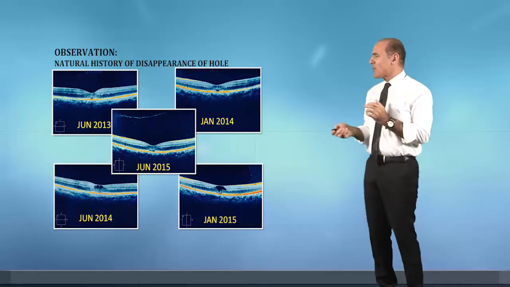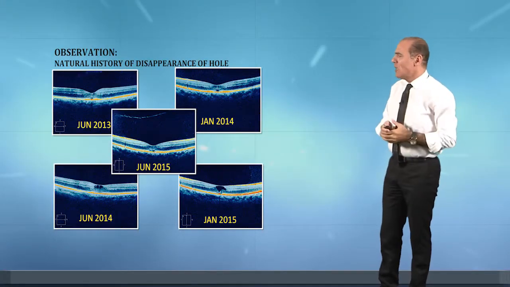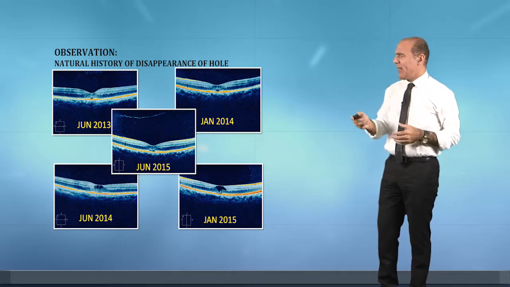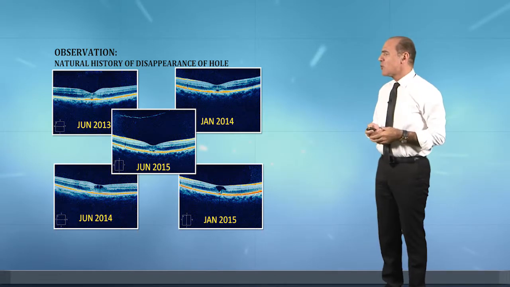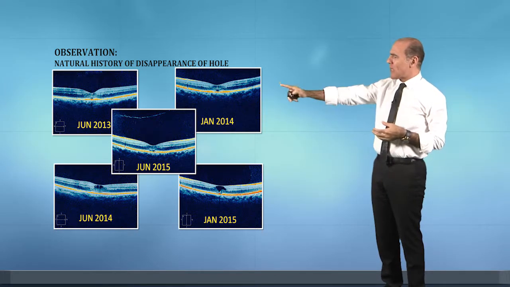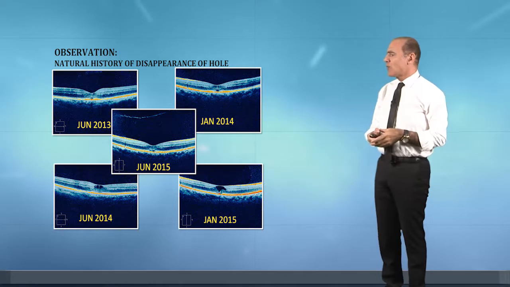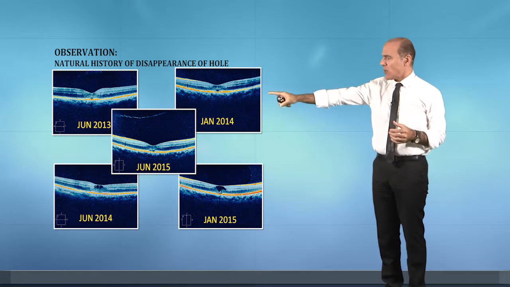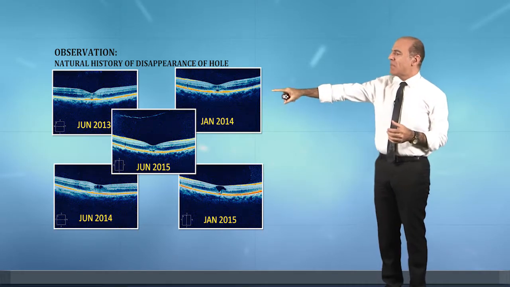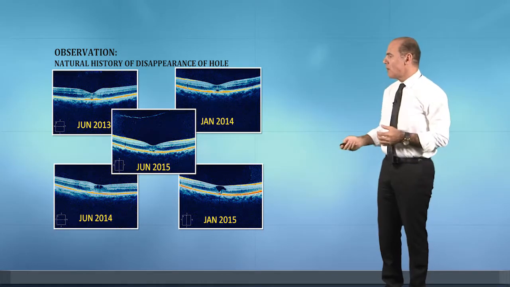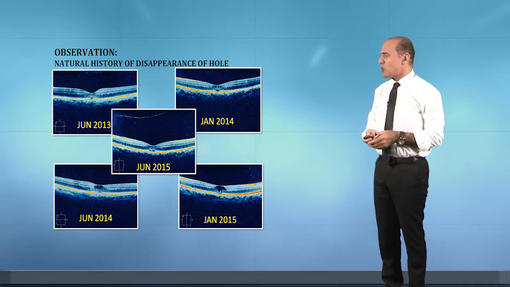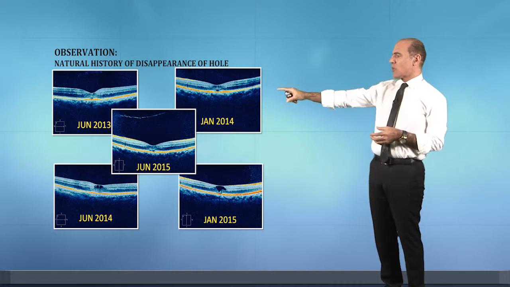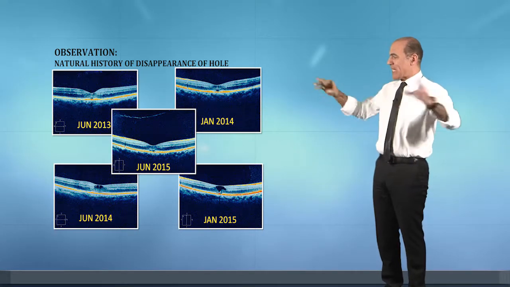If we follow such a case, this is one of my patients in June 2013. You can see a stage 1A hole, and in January 2014, it is stage 1B, and we can see more dehiscence. In June 2014, every 6 months I saw those patients, the hole increased, now an impending stage 1 hole. And in January 2015, the hole is increased, so it is a grade 1 hole, but with enlargement.